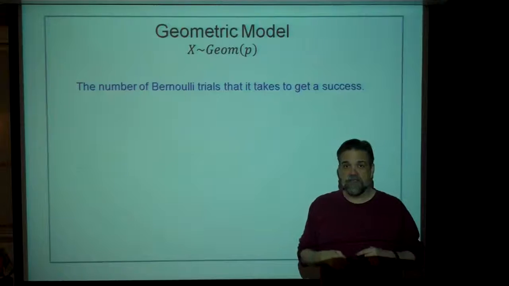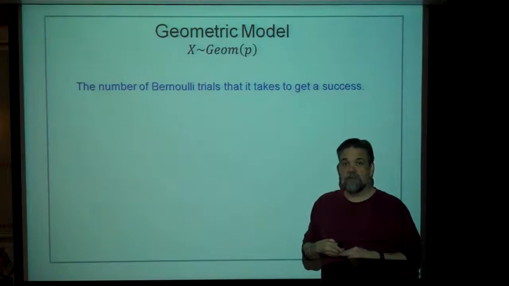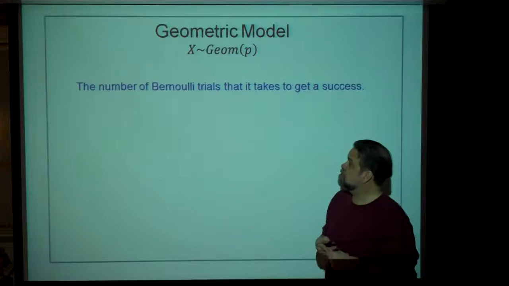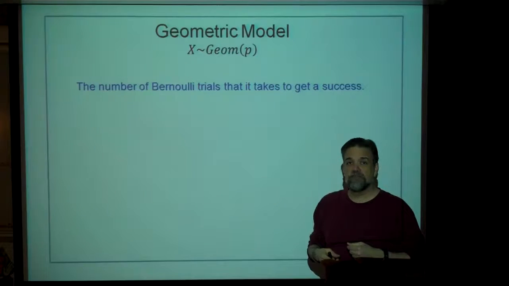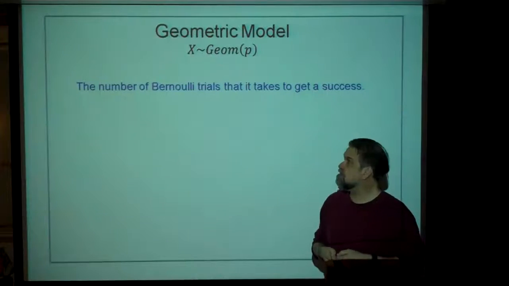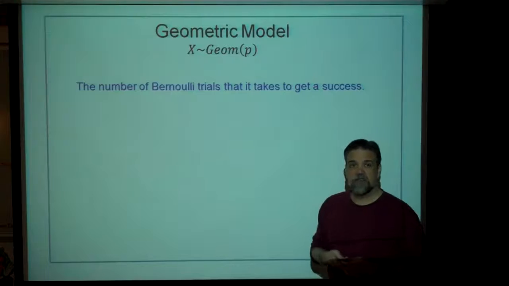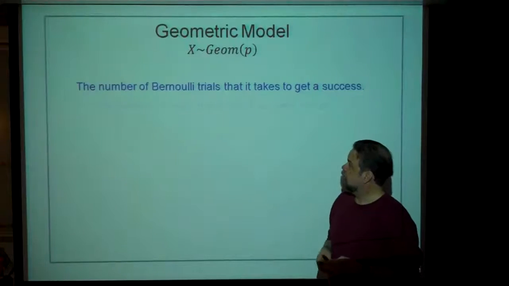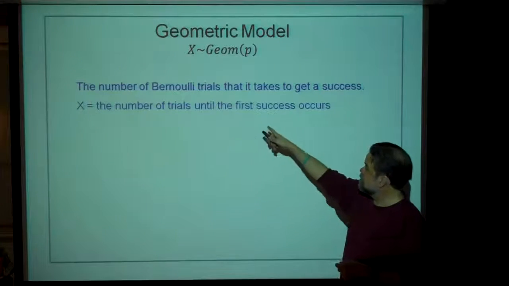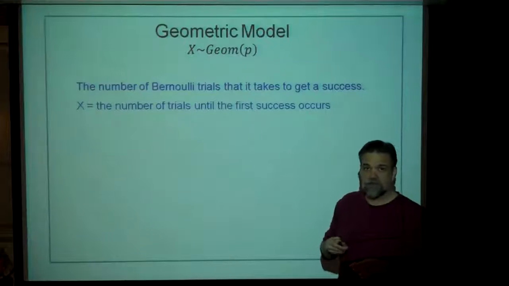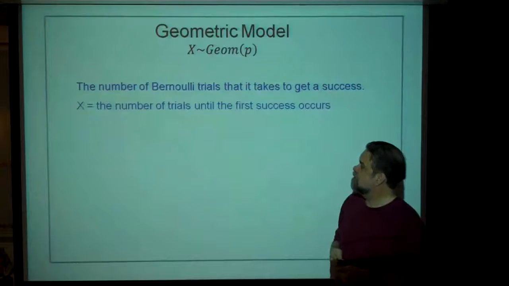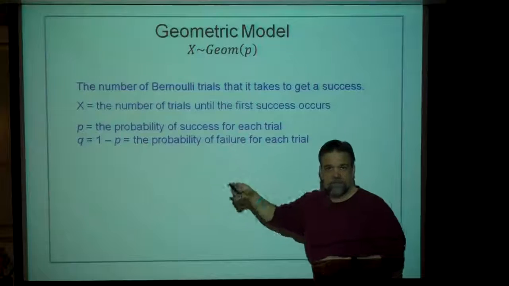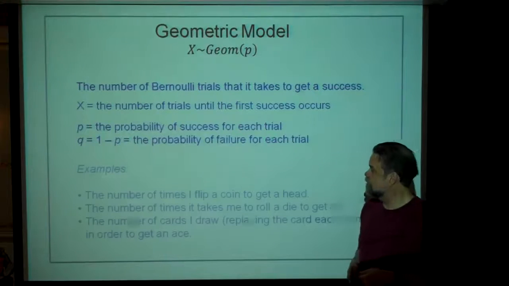The geometric model is a sequence of Bernoulli random variables, and what we're going to do is count the number of trials that it takes to get our first success. That's what a geometric model is. Okay, so x is going to be the number of trials until the first success occurs, including that first success. Okay, p is still the probability of success, and q is the probability of failure.